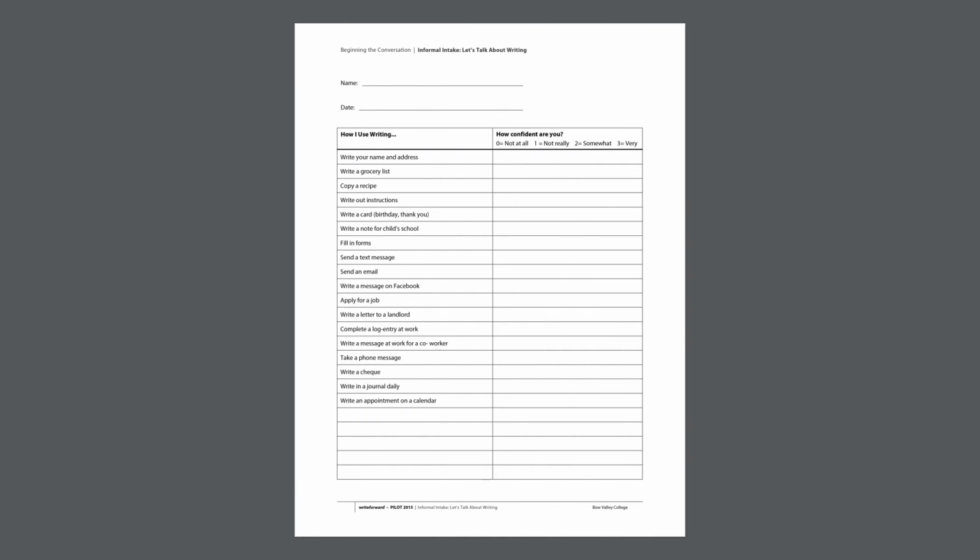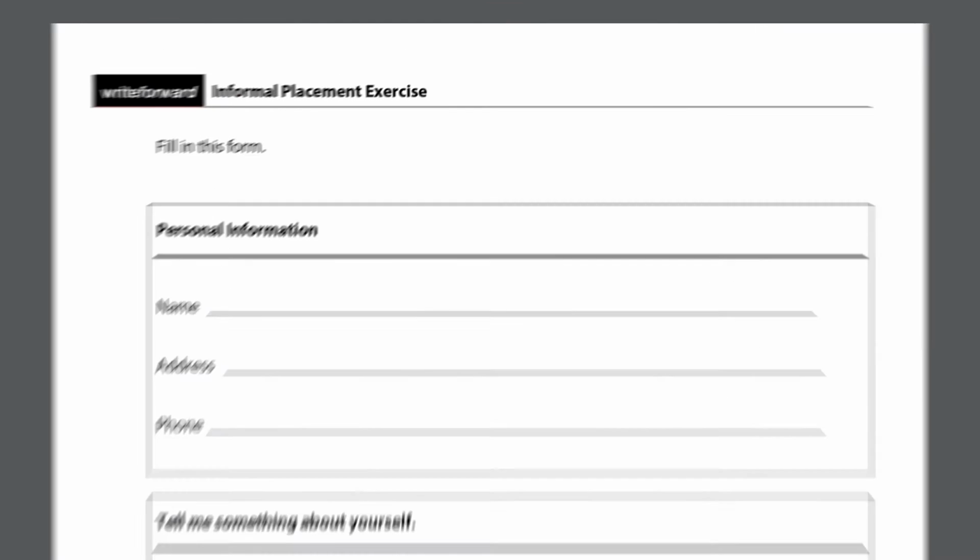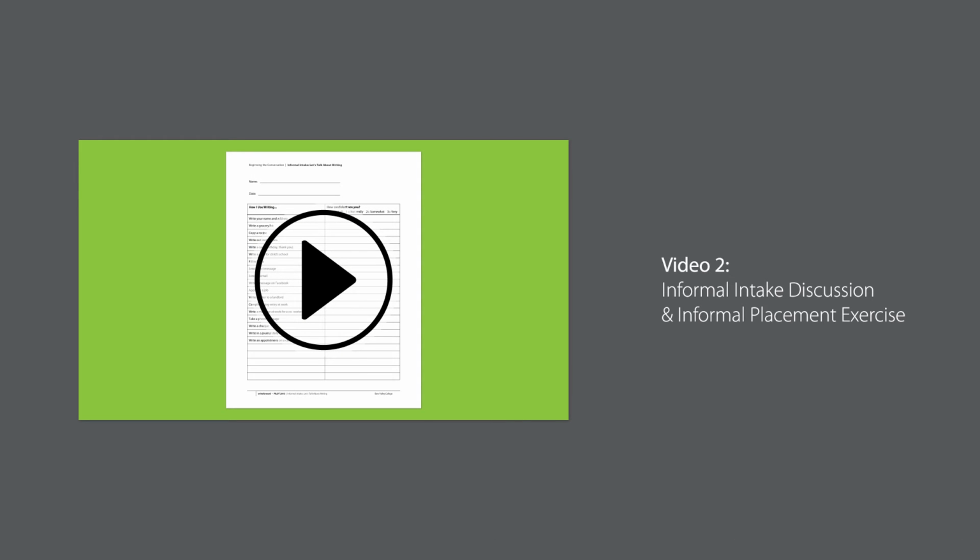That conversation starts with the informal intake discussion form, engaging the learner in thinking about the role of writing in their daily life. This also provides information about confidence with writing. The informal placement exercise provides the information a practitioner needs to place the learner in the level that will be most appropriate for assessing writing skills. We have also a short video to guide you through this process.